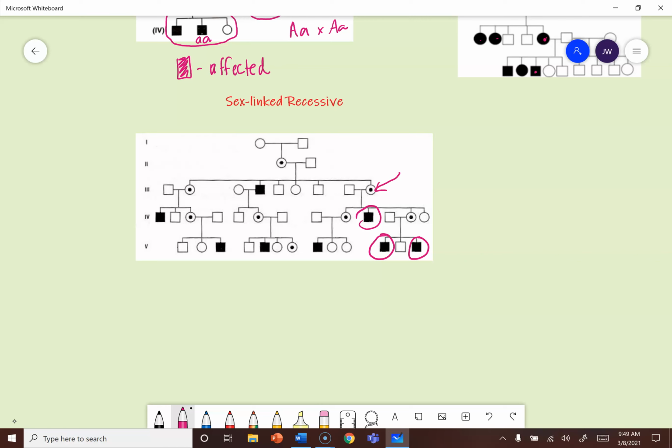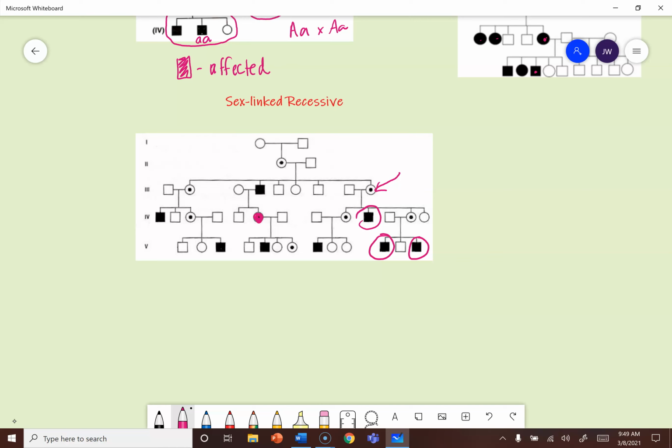But this one also shows carrier females. So you'll notice that females are carriers and pass it on to their sons. That's how you know that this is a sex-linked recessive. But even if you're not shown females being carriers, the fact that all of the affected individuals are male tells you that this is sex-linked recessive. Now, in a pedigree of this size, it might not be uncommon to see 1 or 2 affected females.